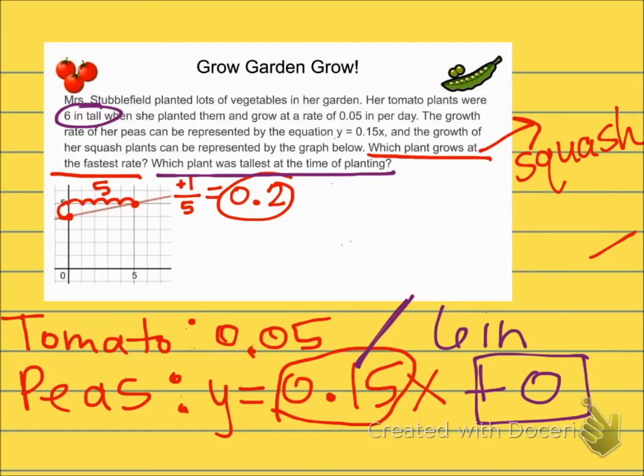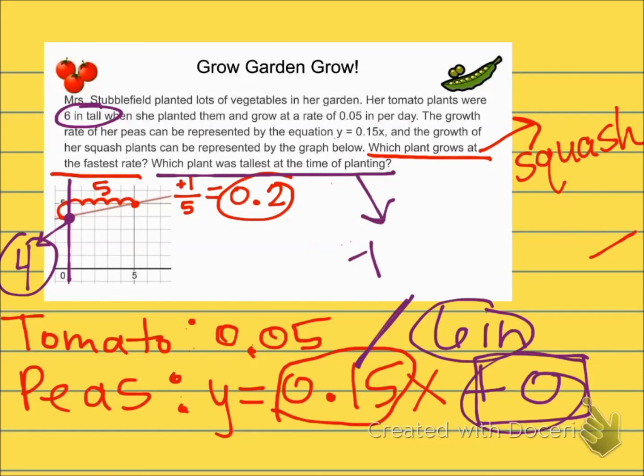And then the squash, the initial value is the y-intercept. So here's our y-axis, and it crosses right here at 4. So the plant that was the tallest, we're looking at 6, 4, and 0. So the tomatoes were the tallest when we planted them.